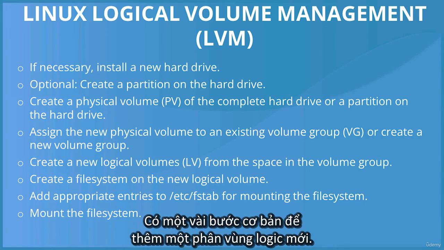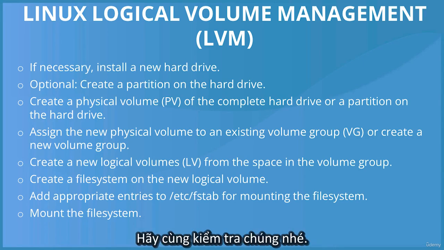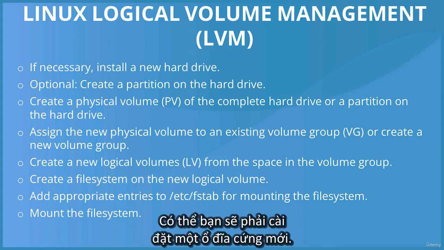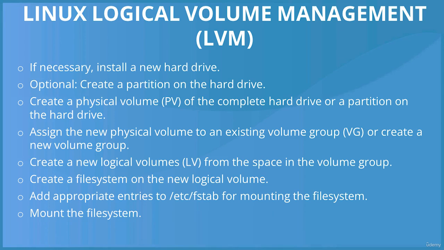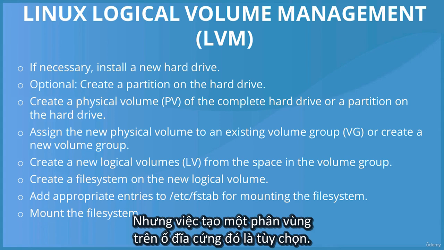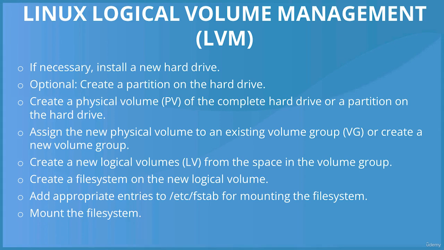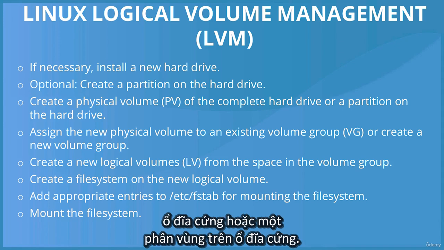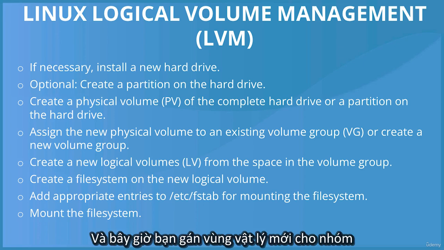There are a few basic steps for adding a new logical volume. Let's check them out. You might have to install a new hard drive, but it is optional to create a partition on that hard drive. You'll then create a physical volume, a PV, of the complete hard drive or a partition on the hard drive. And now you assign the new physical volume to an existing volume group, a VG, or create a new volume group.